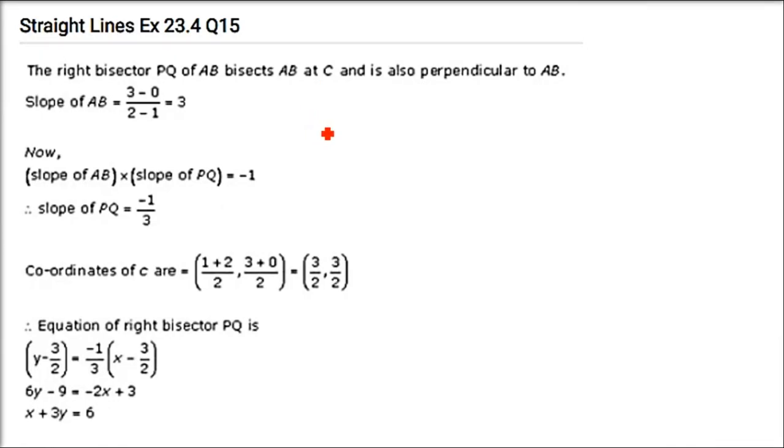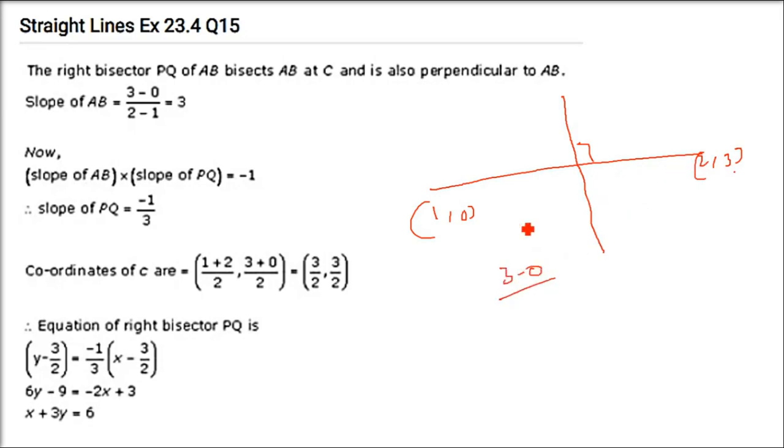Find the equation of the right bisector of the line segment joining the points A (1, 0) and (2, 3). The same thing we are going to do. Right bisector means the line is perpendicular to the original line and also bisecting it. First, let us find the slope. (3 minus 0) by (2 minus 1) is 3 by 1. So the slope of the other line is minus 1 by 3, because it is minus 1 by the slope of the original line.